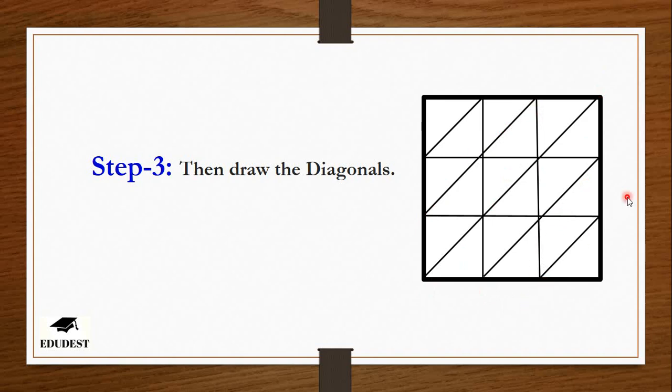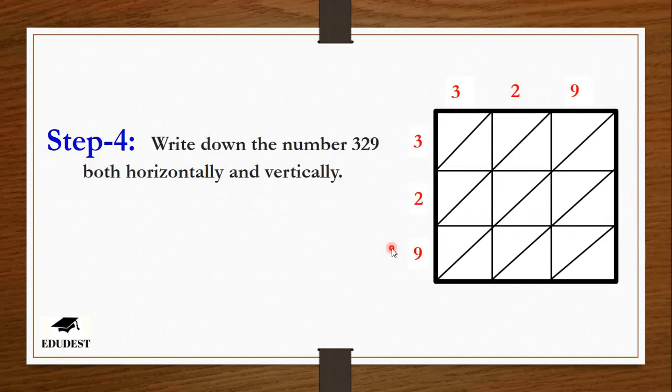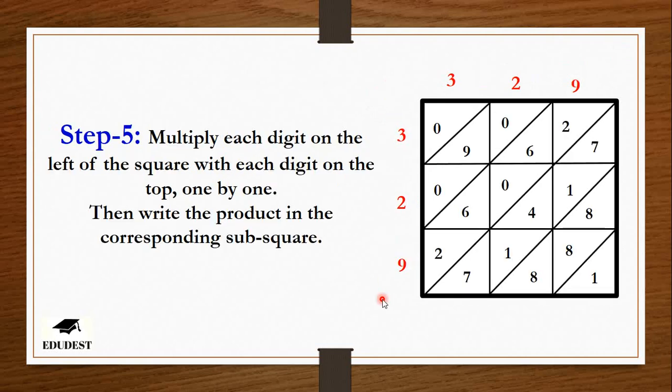Okay friends, next, write down the numbers 3, 2, 9 both horizontally and vertically. Next, multiply each digit on the left of the square with each digit on the top, one by one, like this. 3 3s are, 3 2s are, 3 9s are. Then we need to write down the products in the corresponding subsquares.